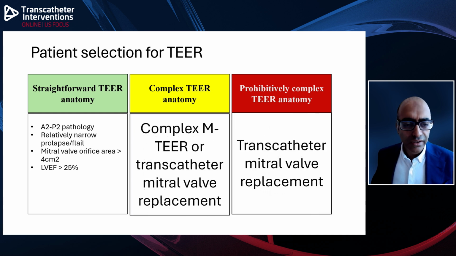Now, for patients with straightforward TEER anatomy, mitral TEER is the best solution. For patients with complex TEER anatomy, complex mitral TEER is still one of the best available solutions. However, in select cases, transcatheter mitral valve replacement may be considered in trials. And for patients with prohibitively complex TEER anatomy, transcatheter mitral valve replacement in clinical trials seems to be the best treatment option.